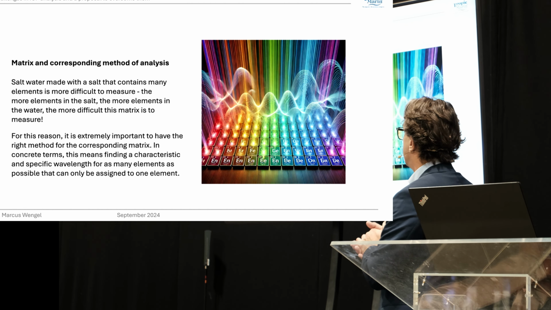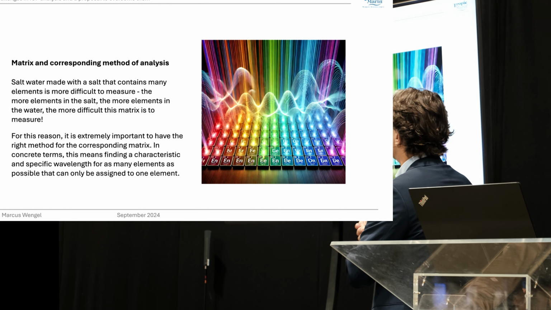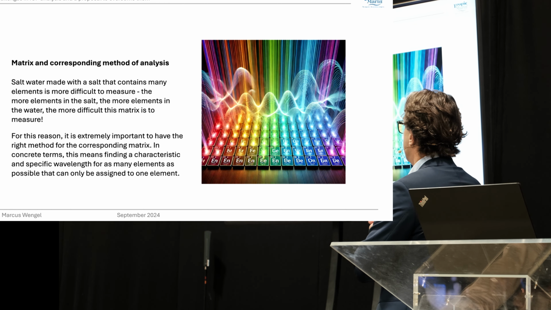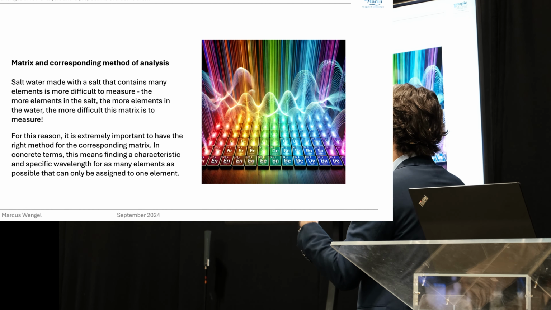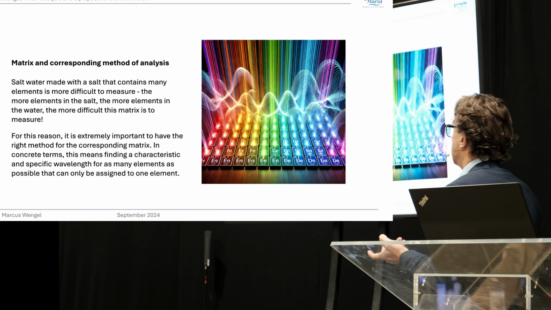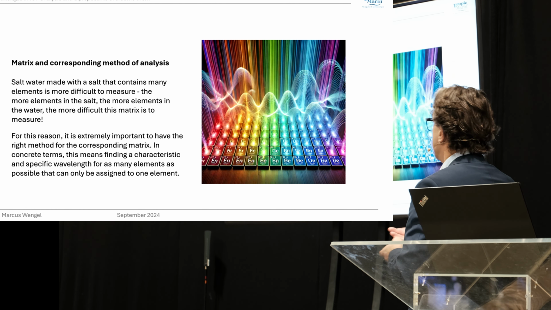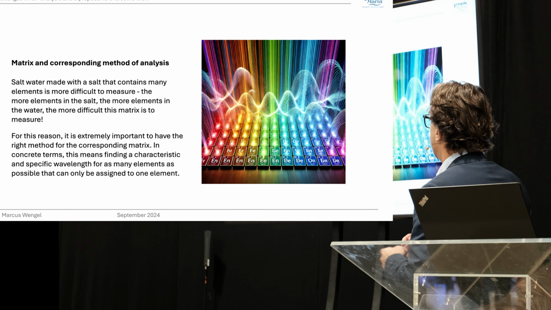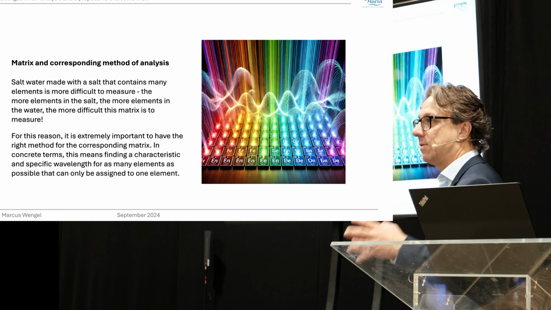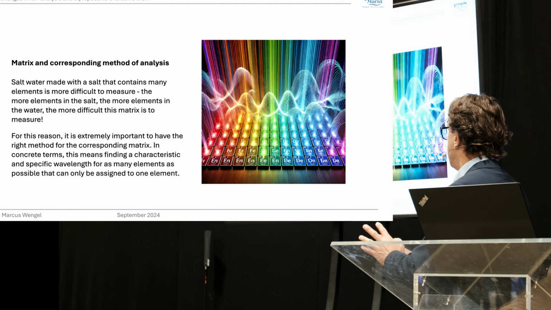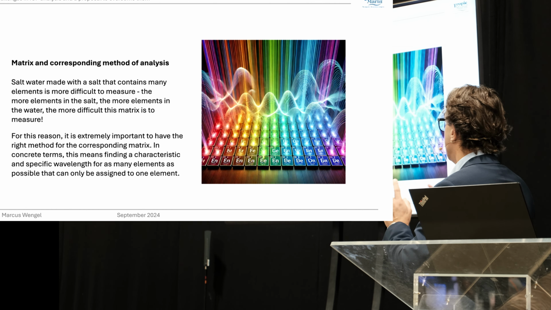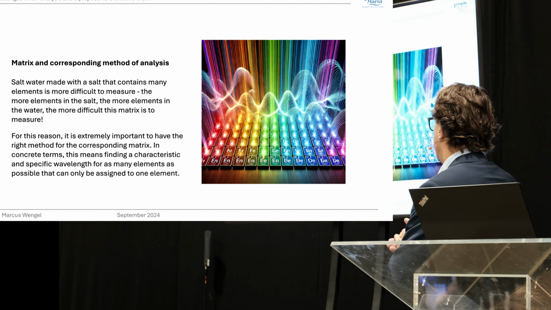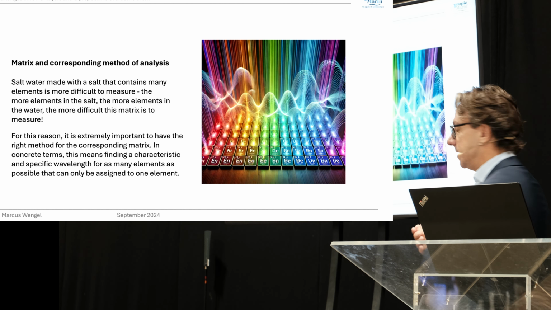Salt water made with salt that contains many elements is more difficult to measure. The more elements in the salt, the more elements in the water, and the more difficult this matrix is to measure. For this reason, it's extremely important to find the right method for your salt, for your matrix. Find the characteristic and specific wavelengths. Wavelengths is the most important thing at ICP OES.